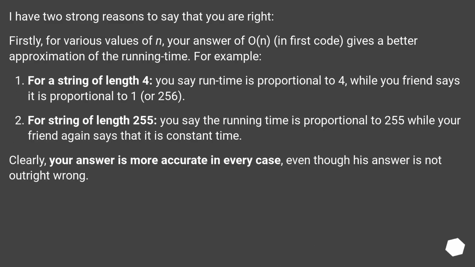I have two strong reasons to say that you are right. Firstly, for various values of n, your answer of O(n) and first code gives a better approximation of the running time. For example, for a string of length 4, you say runtime is proportional to 4, while your friend says it is proportional to 1, or 256. For a string of length 255, you say the running time is proportional to 255, while your friend again says that it is constant time. Clearly, your answer is more accurate in every case, even though his answer is not outright wrong.